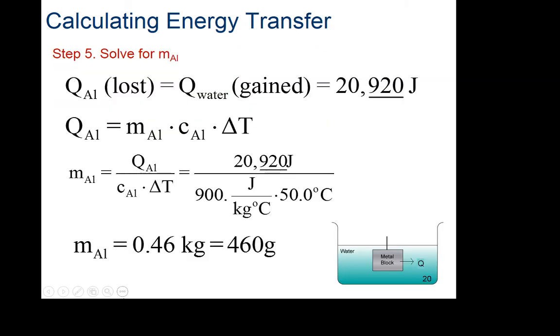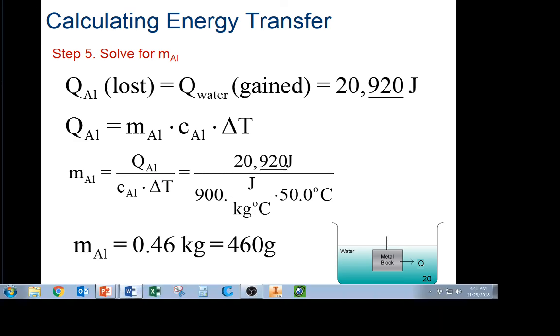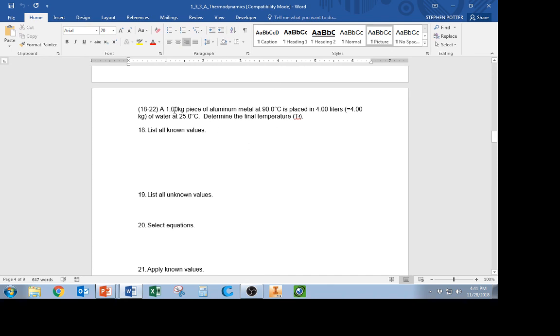This is similar to the practice problem that you need to do on your worksheet. We've got 1 kilogram of aluminum block. It is heated to 90 degrees, and it's placed in 4 liters of water, which is the same thing as 4 kilograms of water. And that water is 25 degrees. Based on this information, it's similar to what we just did. You should be able to find what the final temperature of the water is going to be.